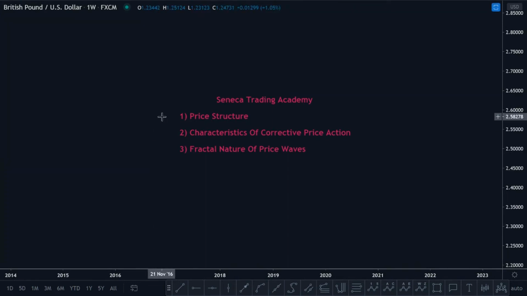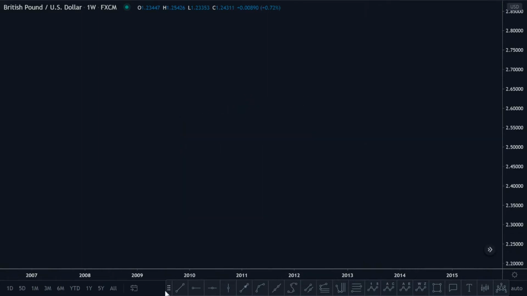The first one being price structure, the second one being the characteristics of corrective price action, and the third being the fractal nature of price waves. So this is, in essence, the foundation of our trading. And if you can understand these three principles, we can then predict price action with a high degree of certainty moving forward. So the number one is price structure.